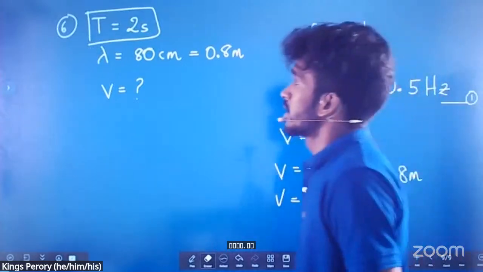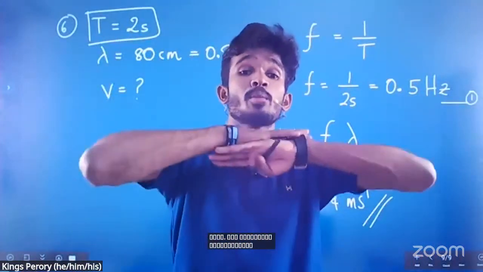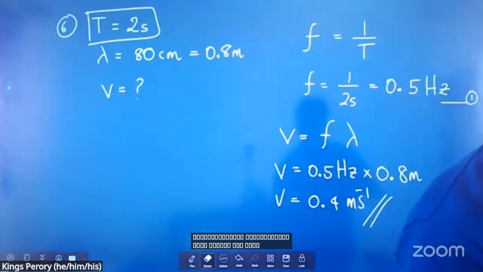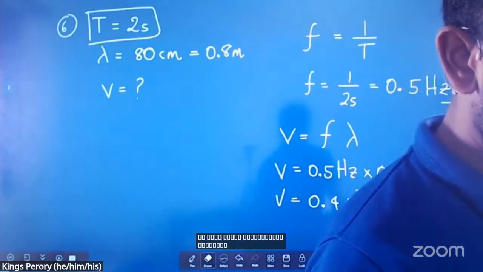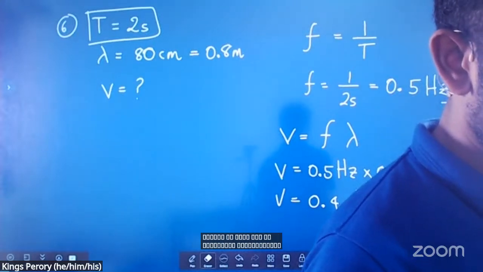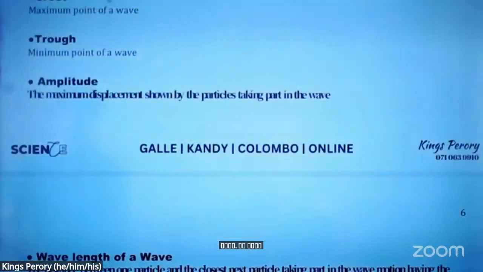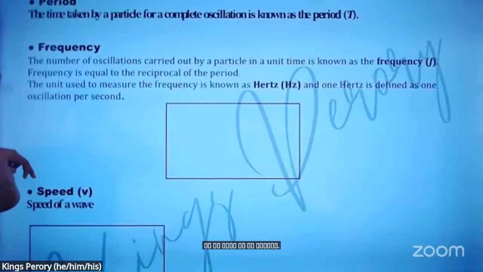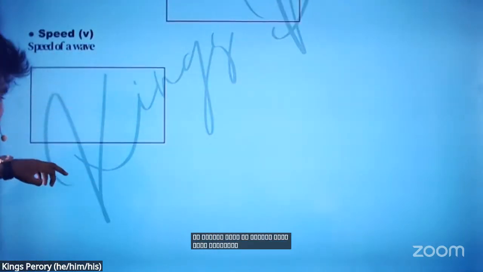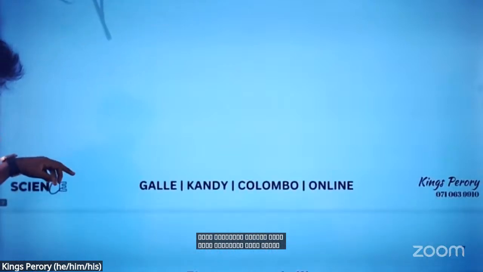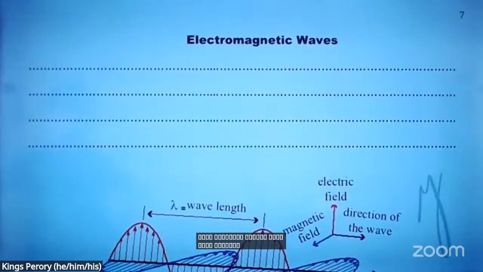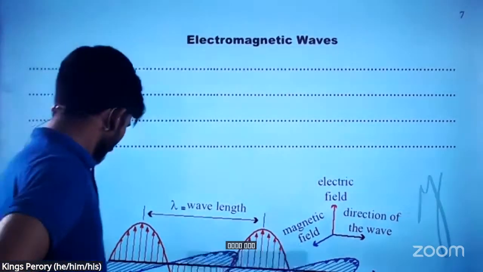With that, physical quantities associated with wave motion is done. That's it, the physical quantities we have, and the calculation part we have. We'll go back to the topic. Last week we stopped with this equation, speed of wave V equals f lambda. With that, the mechanical wave section is also fully done: transverse wave, longitudinal wave, physical quantities.